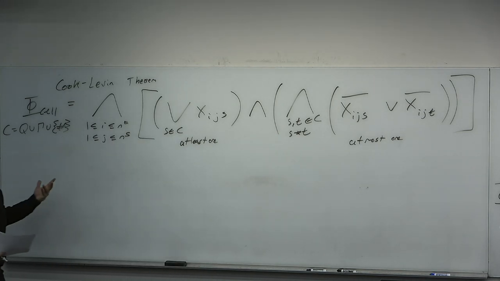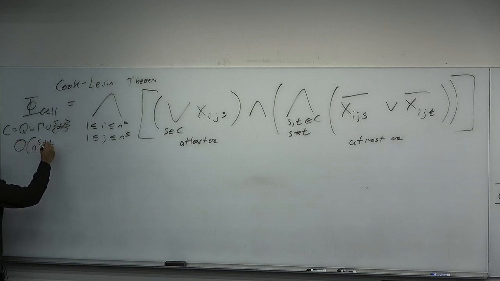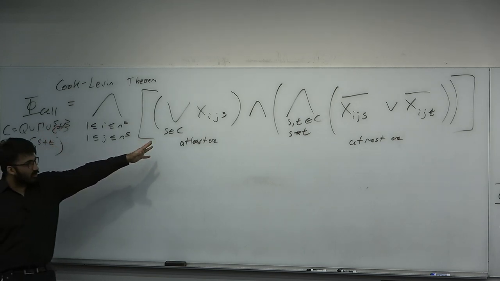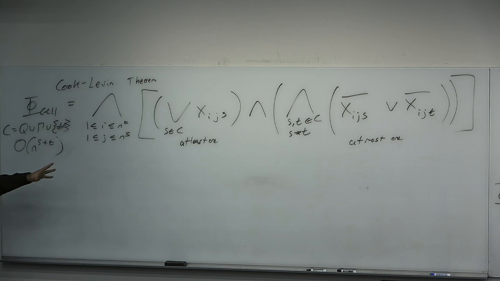What's the size of this formula? Polynomial. Yeah, this is like O of n^s plus t sized. It's basically a double for loop over the table, and you're doing a constant amount at each step, a constant size formula each step. It's going to be some large constant times n^s times n^t, so it's going to be some polynomial size, right? That's how you check phi cell.